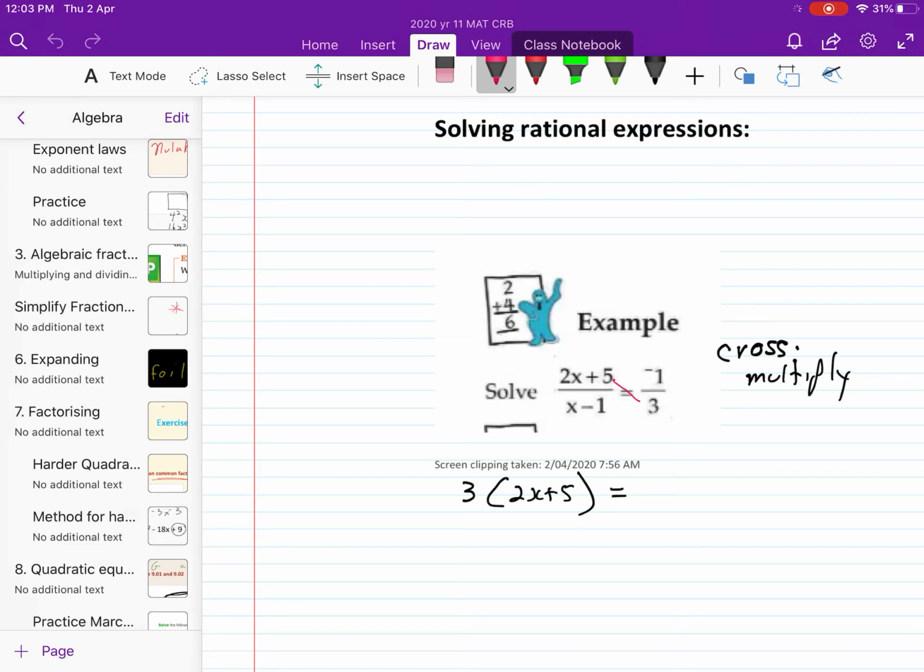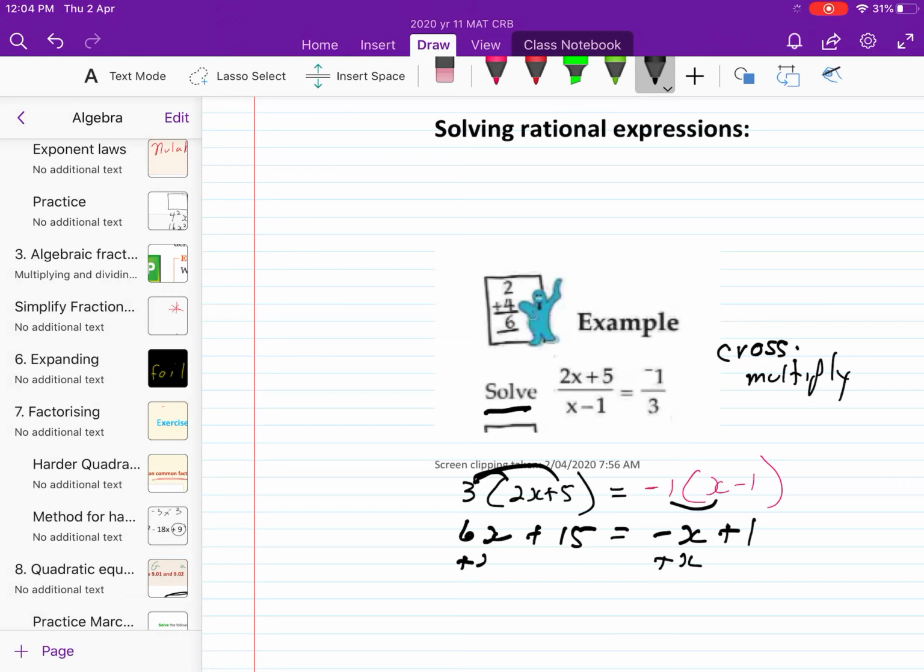So what we're doing is we're cross multiplying this with the 3, putting our equal sign in, and then we cross multiply the other diagonal pair. So that's going to be negative 1 times (x minus 1). And so then we've got that. So what we do is we expand it out, so we're going to get 6x plus 15 is equal to the negative 1 times the x is just negative x, and the negative 1 times the negative 1 is just positive 1. Now, this is just a linear equation. I have to solve for x, so I've got to get all the x's on one side.